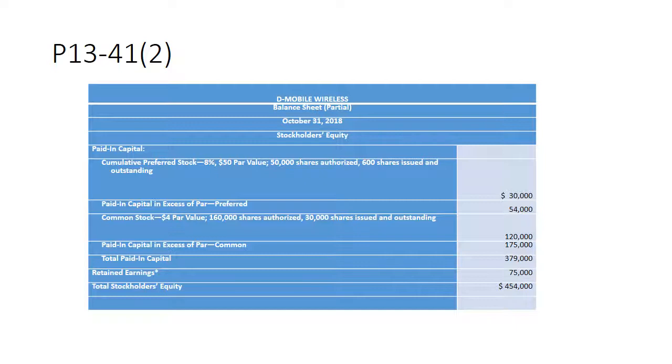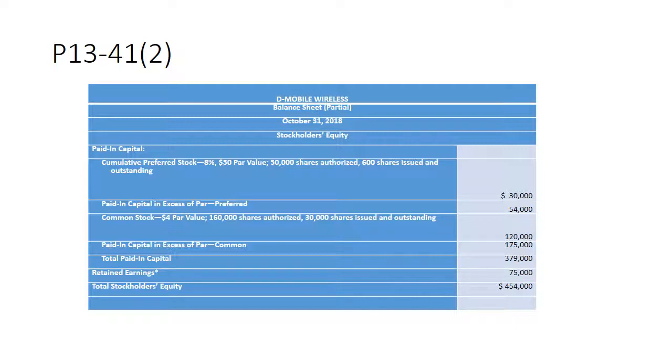So we always list preferred stock first on the stockholders' equity section if the company has it. We put the dividend rate and the par value. And then we list 3 important descriptions of the stock. The total number that are authorized to be sold, so 50,000. The total number actually sold and outstanding, 600. And then the balance of that account, which is $30,000. So I suggest you go back to your journal entries and make T accounts for these various accounts and post the information into them, and you will see where these balances are coming from.